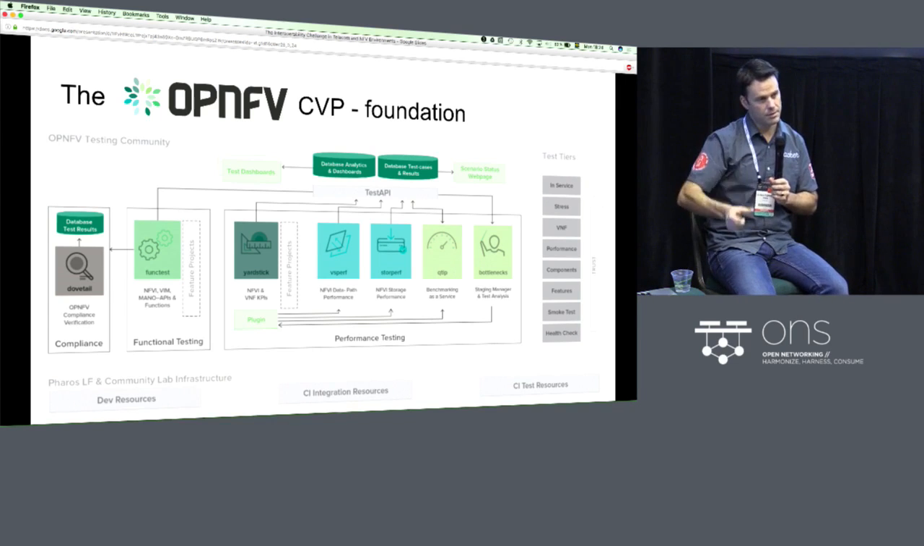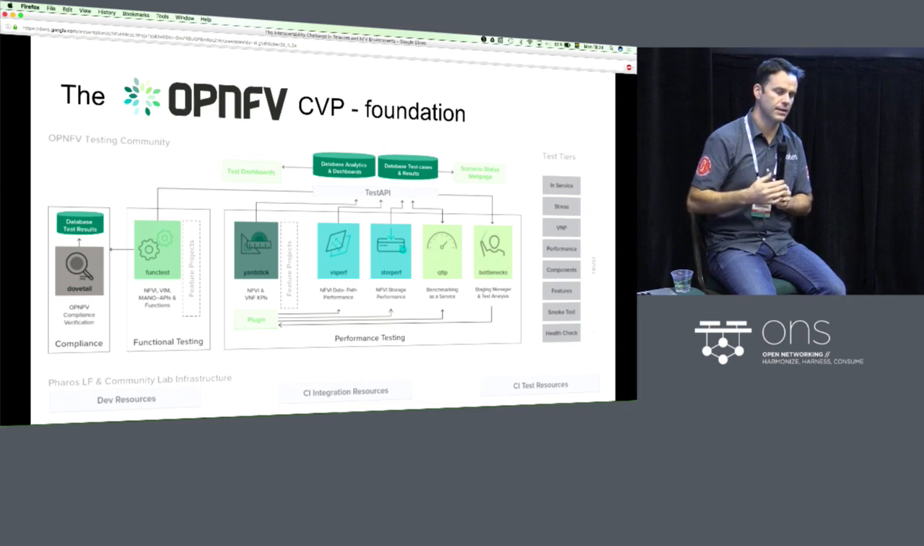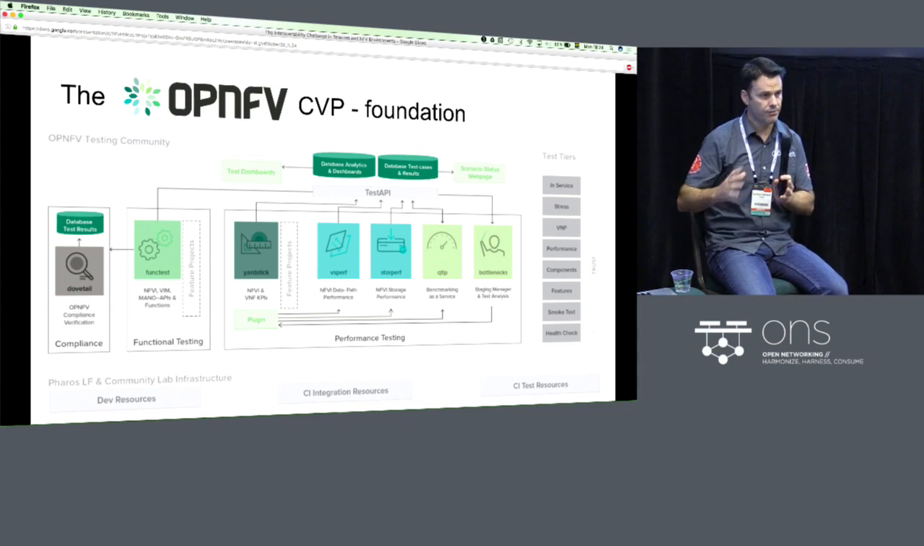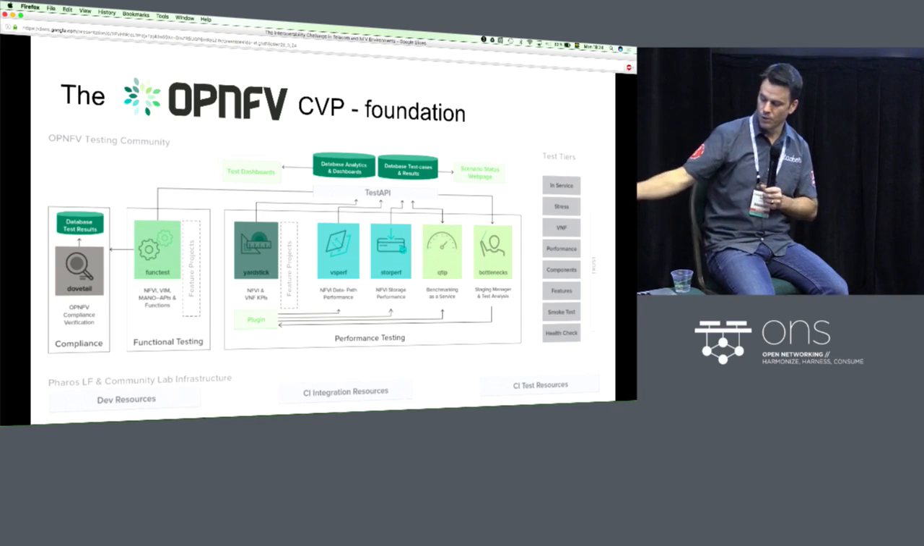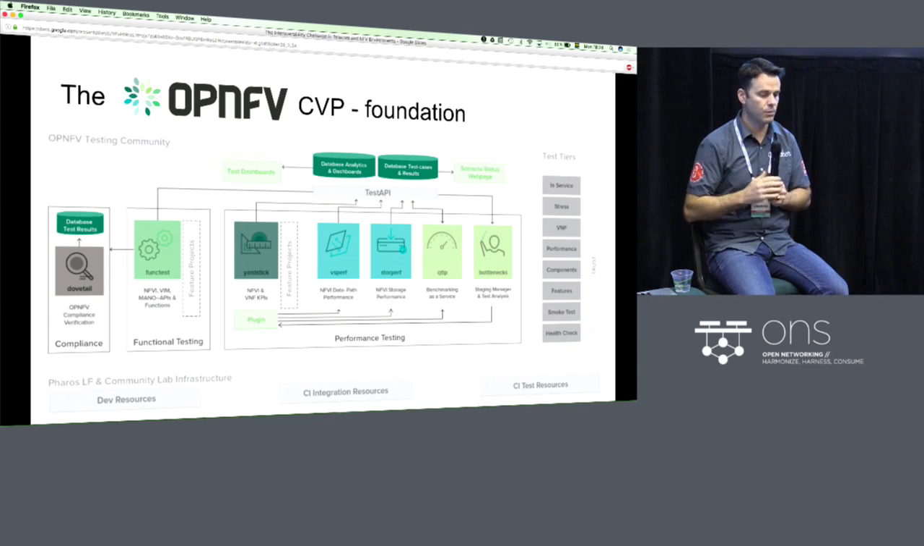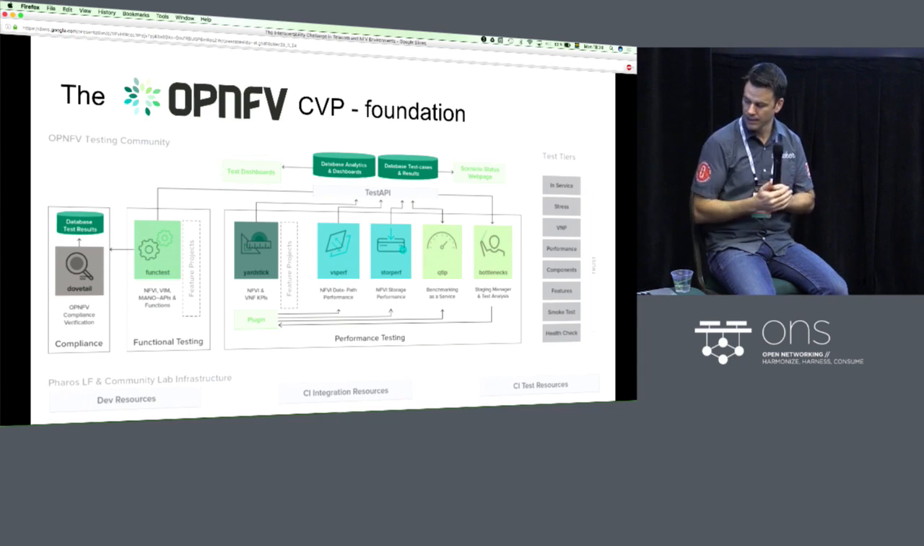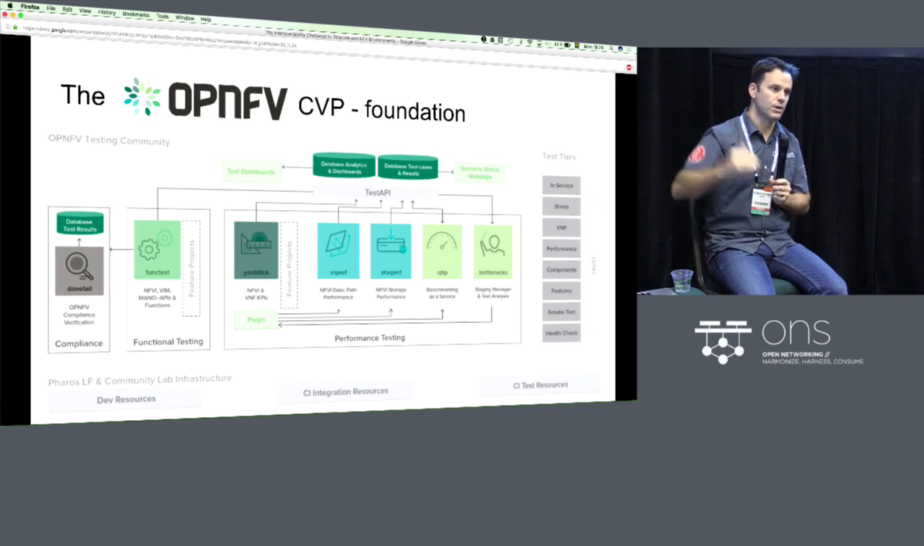We have the compliance activity, which we're incubating today, and Dovetail is the project we use for that. And then we have a number of functional testing activities based around a common framework, which we call Functest. And furthermore, we do a number of performance testings where we can either be doing data plane testing, we can be doing resilience testing, we can be doing failover testing, which fit into another bracket, if you like. And then we have tiers through which these tests can start to build.